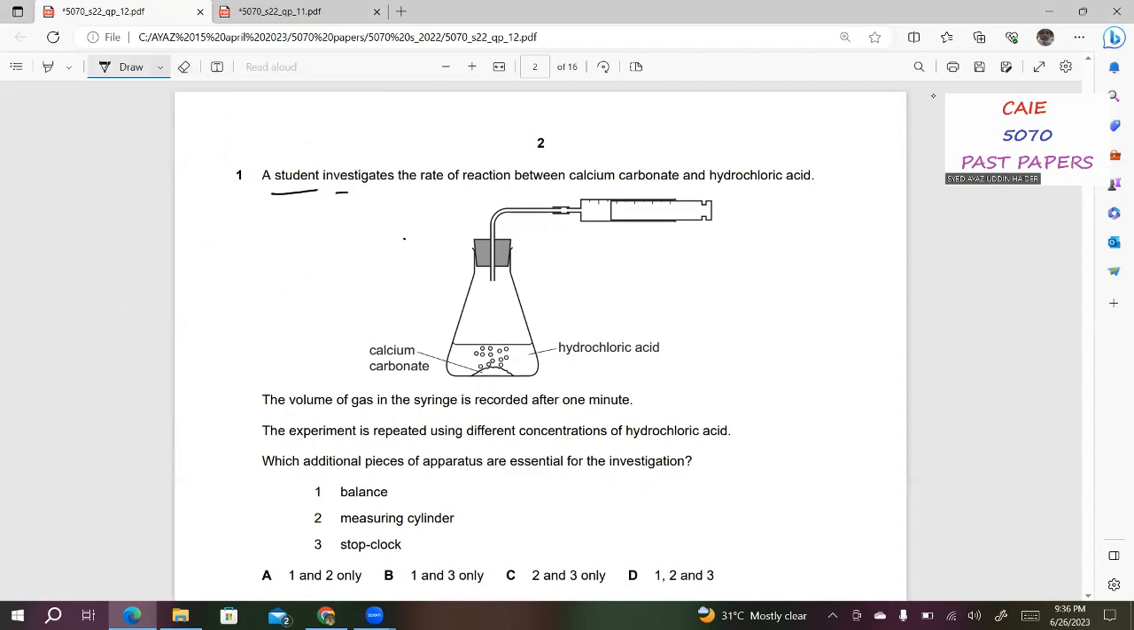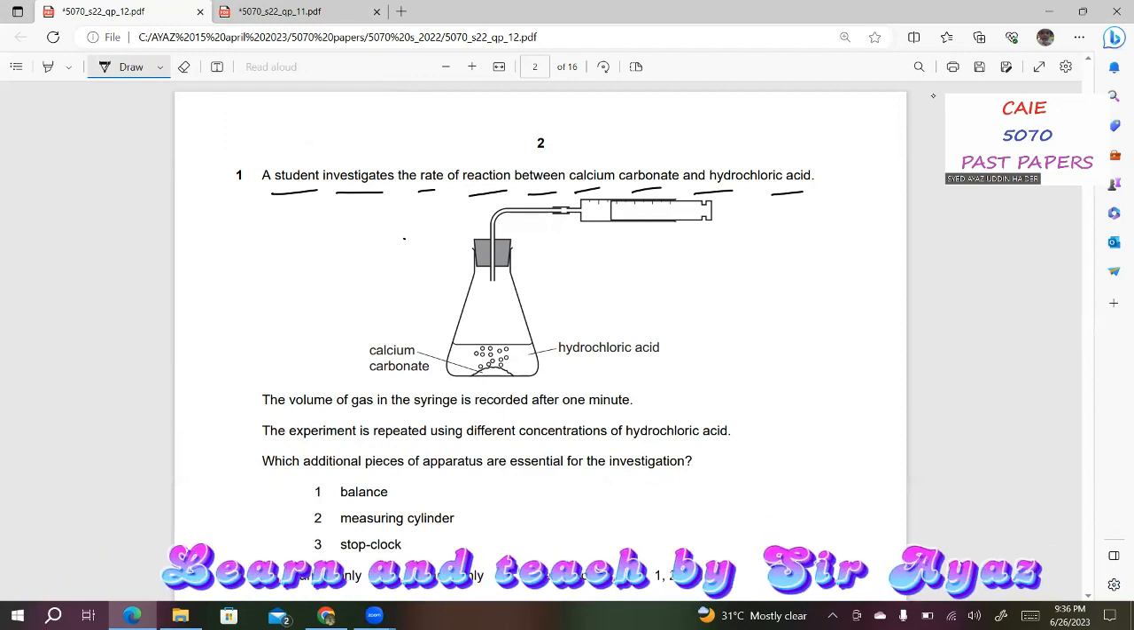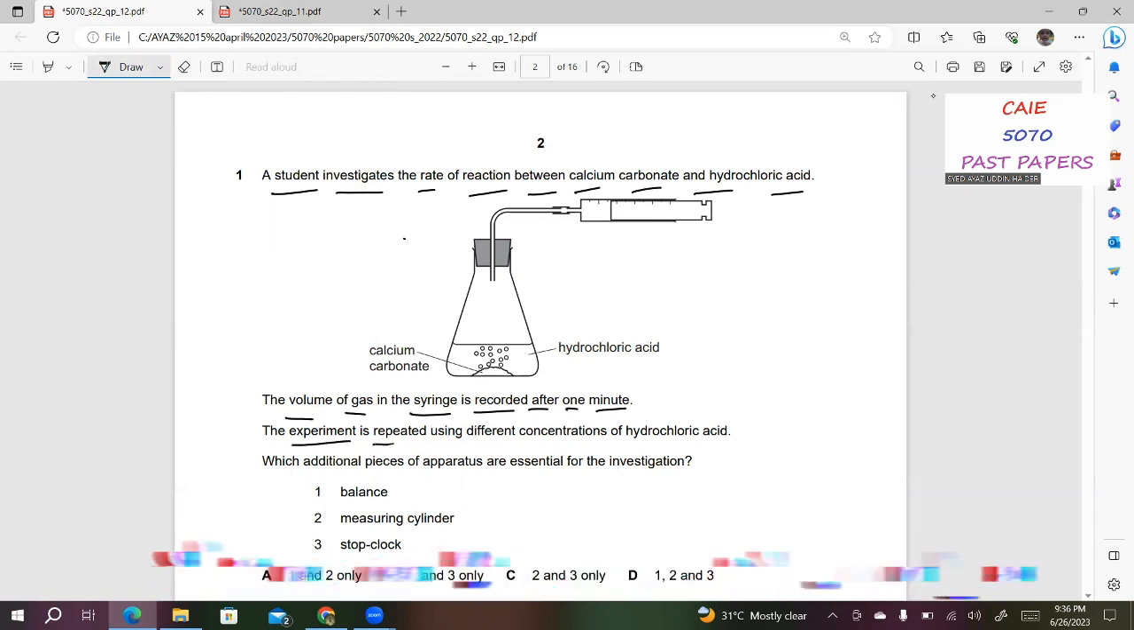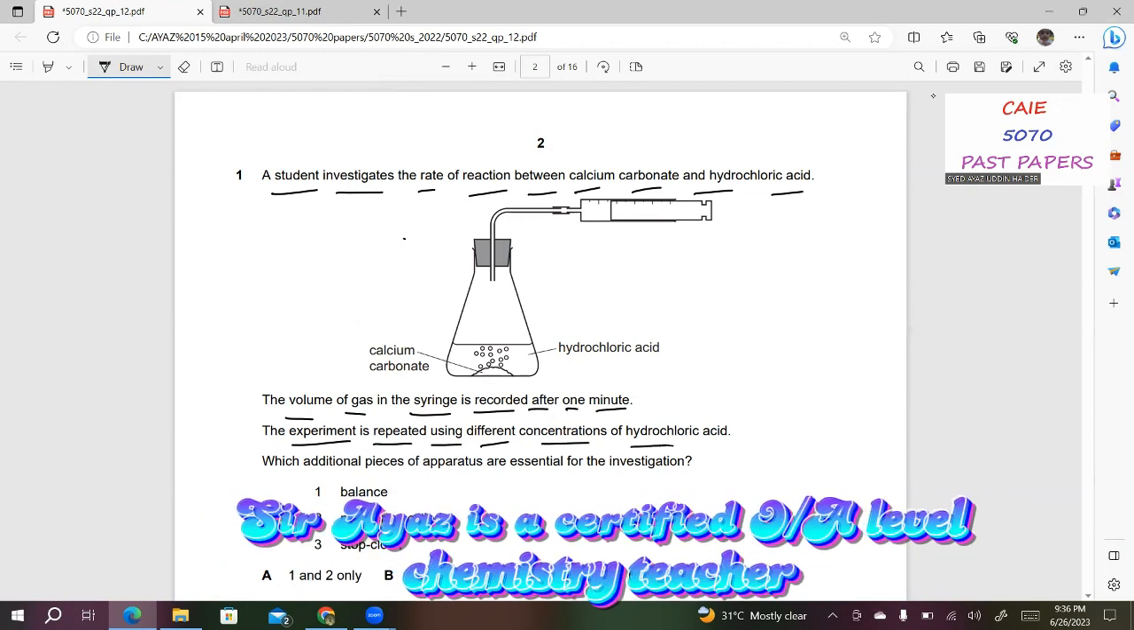Number one, a student investigates the rate of reaction between calcium carbonate and hydrochloric acid. This is a conical flask and it's attached with a delivery tube, and there's a gas syringe in order to collect the gas. We have calcium carbonate solids in the conical flask and hydrochloric acid. The volume of gas in the syringe is recorded after 1 minute. The experiment is repeated using different concentrations of hydrochloric acid.